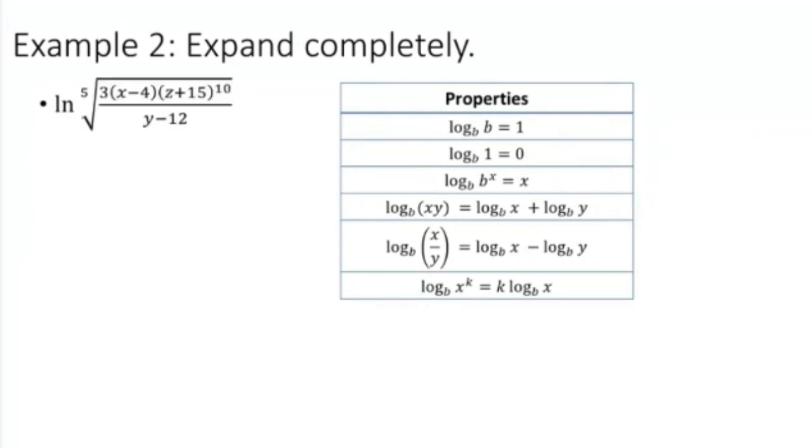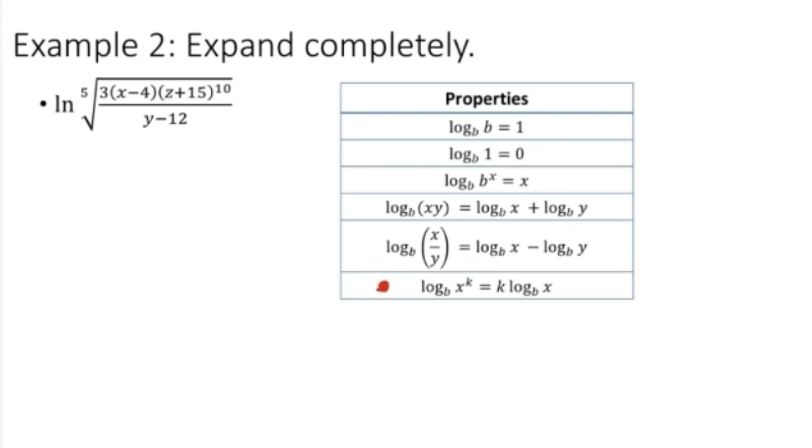Next, we're going to completely expand the natural log of the 5th root of 3 times x minus 4 times z plus 15 to the 10th all over y minus 12. Just like with the last example, we're going to use the logarithmic property based off of what our last operation would be if we were to simplify the input. Now, the last operation in this example would be that 5th root, which remember, 5th roots are just exponents.